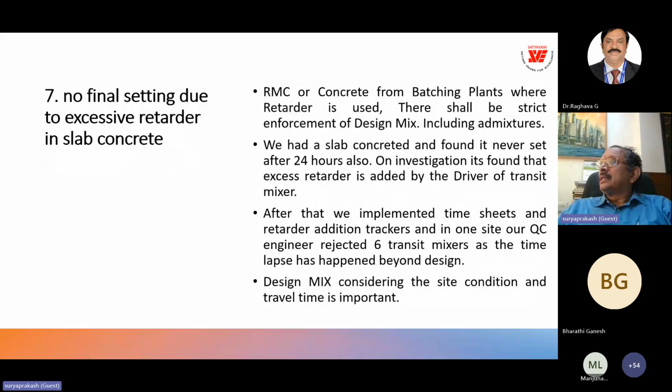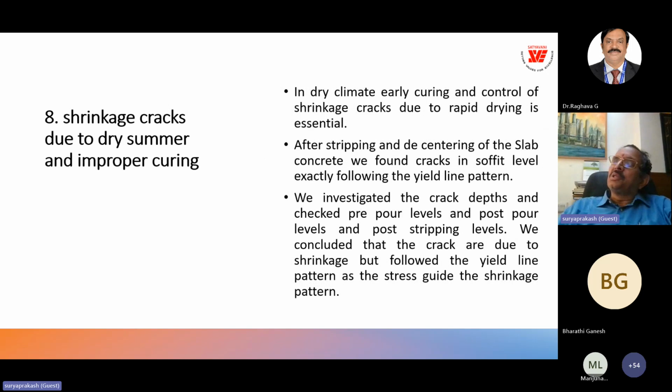No final setting, and after that we implemented time sheets and retarder dosage control to avoid this non-setting of the concrete. Next is shrinkage cracks due to dry summer and improper curing.